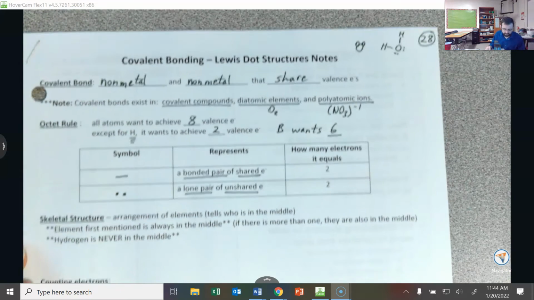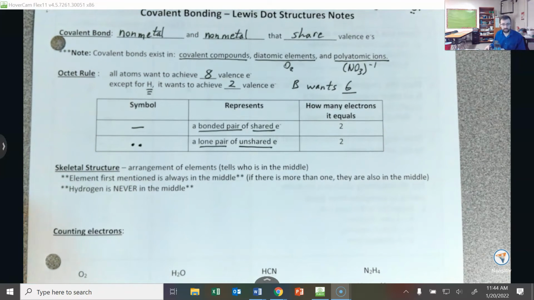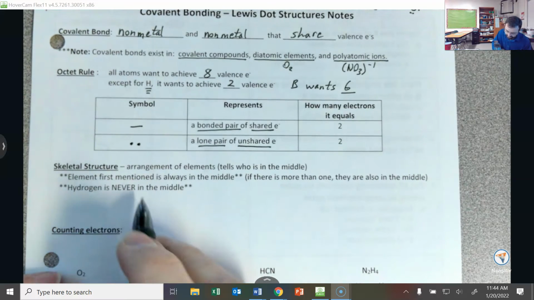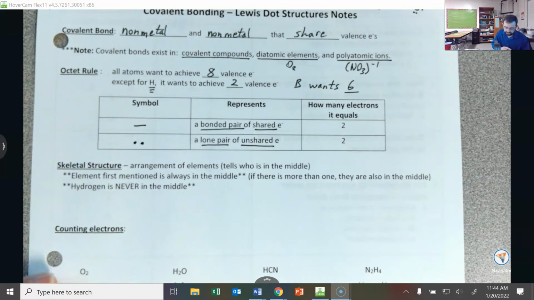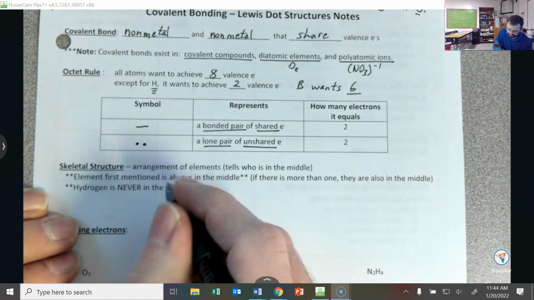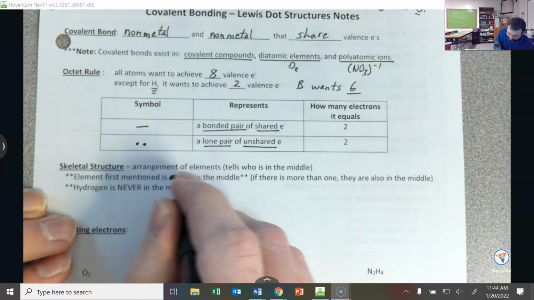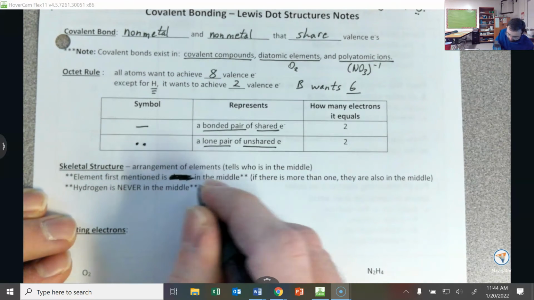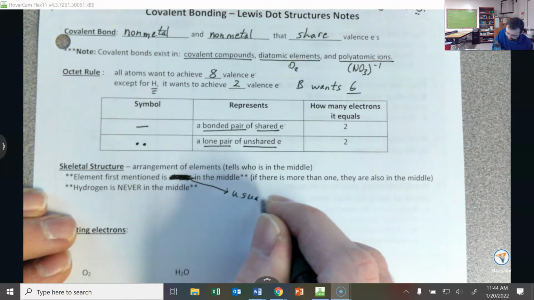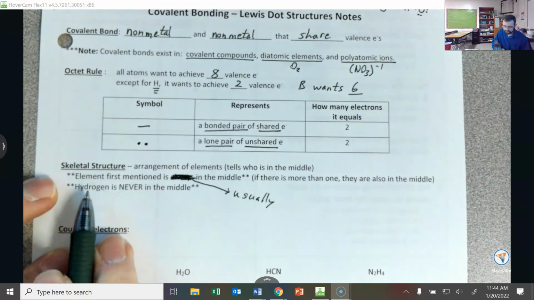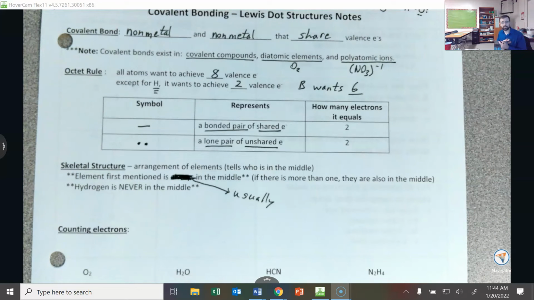Then we talk about the skeletal structure of a molecule. It's just an arrangement of elements that tells which element is in the middle. The element first mentioned, we say it's always in the middle. I want to correct that. It's not always in the middle, but it usually is. So you could change that to be usually. The element first mentioned is usually in the middle. There are a couple exceptions. If there's more than one, they're also in the middle. The easiest way is the smallest number.